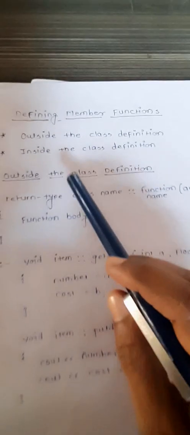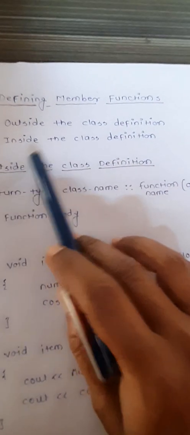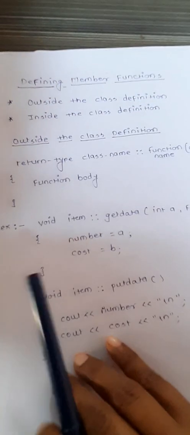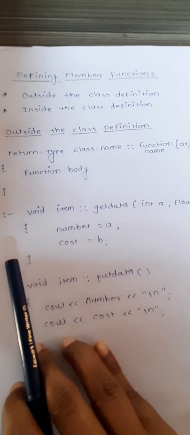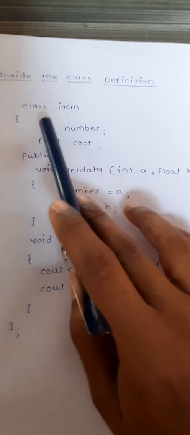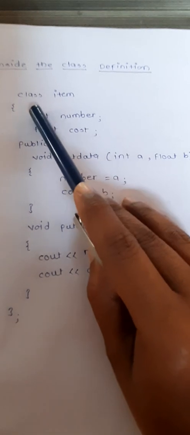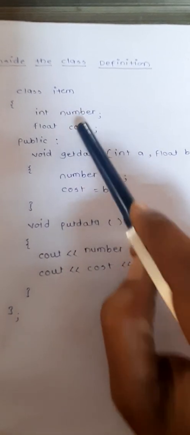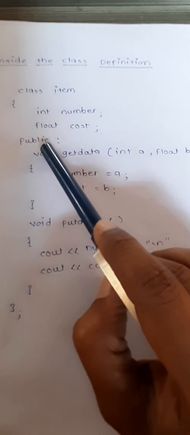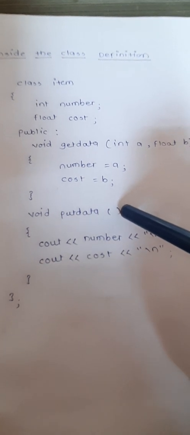Now we see the second way, that is inside the class definition. So how can we define member function definitions inside the class. I will directly write it, there is no specific syntax for this. Here I declare the class atom, int number, float cost. These are the data members. We do not write private here, which means both these members are private members. We write public here, so these two methods are publicly available outside the class.